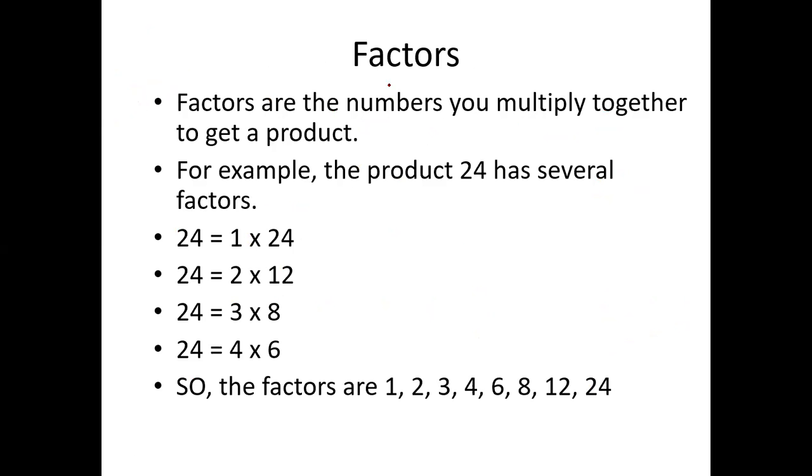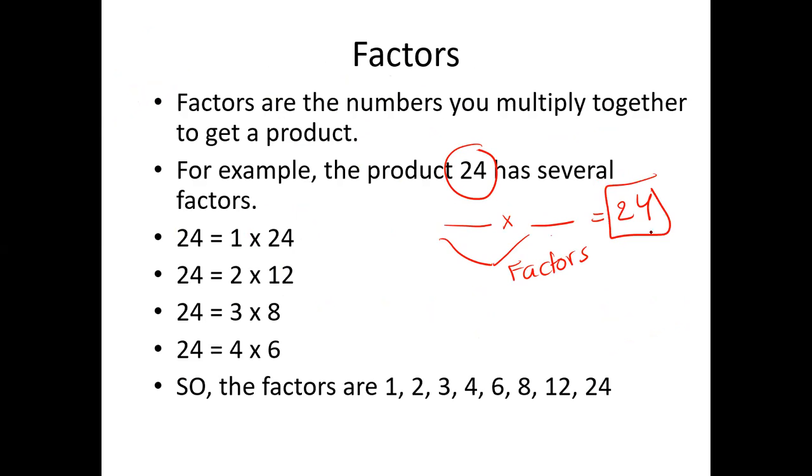Now, what do I mean by factors? Factors are the numbers that you multiply together to give us the product. For example, let's find the factors of 24. I mean, which two numbers we multiply together to give us 24. These two numbers here, we call them factors. The answer, we call it multiple. But the two numbers, we call them factors.